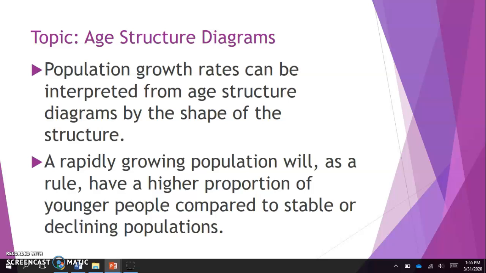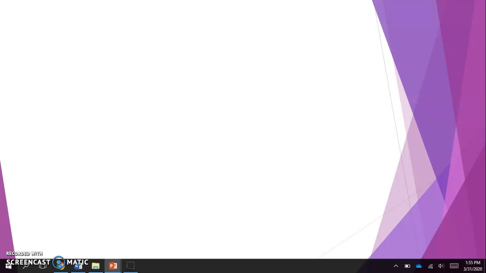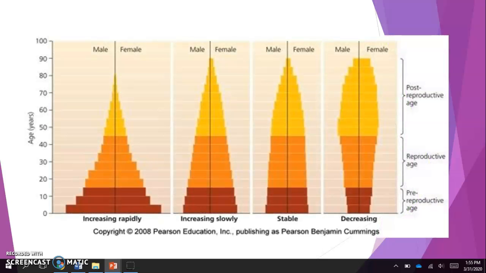Okay, so you can see it as age structure diagrams or population pyramids. The names are interchangeable. You just have to know what's happening in each one. So let's take a look at the different types really quickly just to review. Remember, there are 3 different age groups for each of these pyramids.